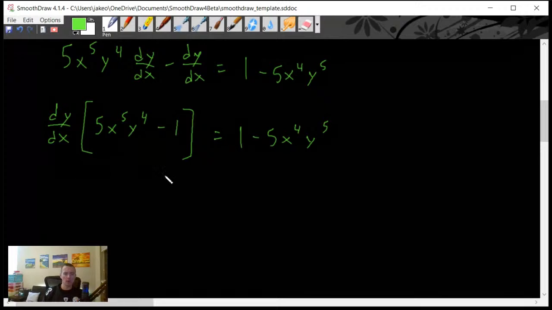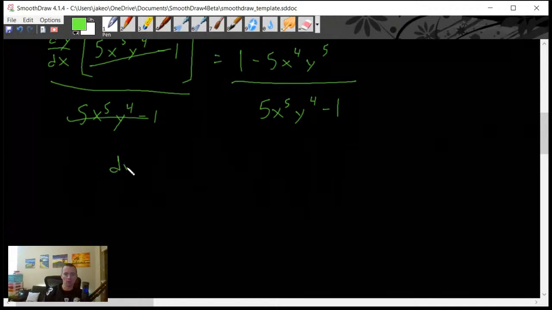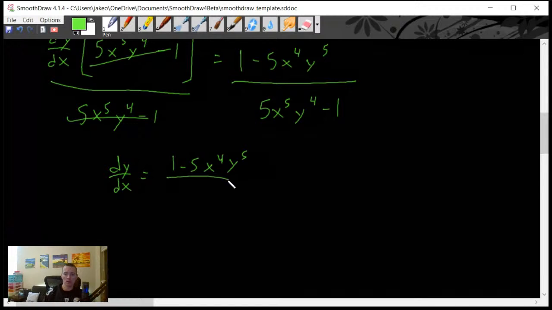So now once we've got our dy dx factored out, we can divide both sides by everything within the parentheses here. So doing that is going to divide both sides by this. It's going to cancel on the left. And we're going to be left with dy dx equals 1 minus 5x to the fourth, y to the fifth, over 5x to the fifth, y to the fourth, minus 1.